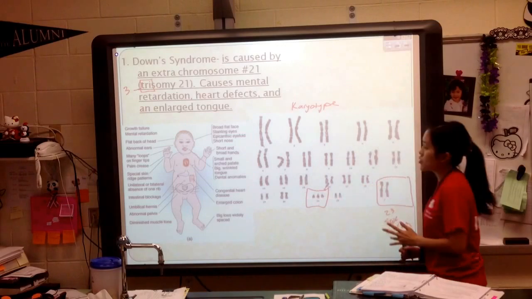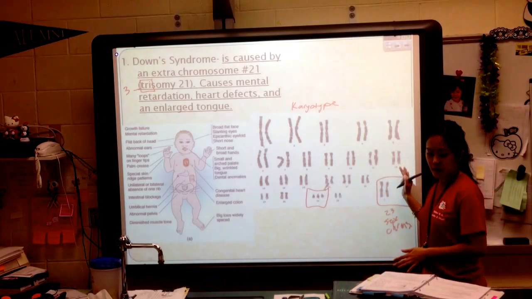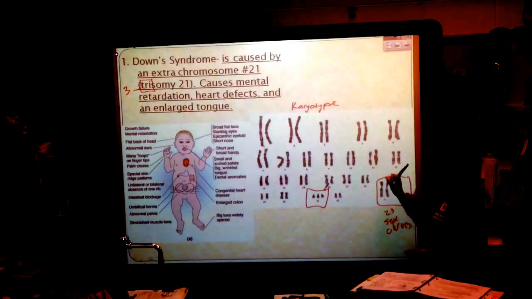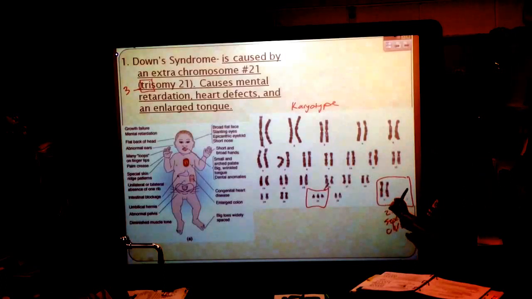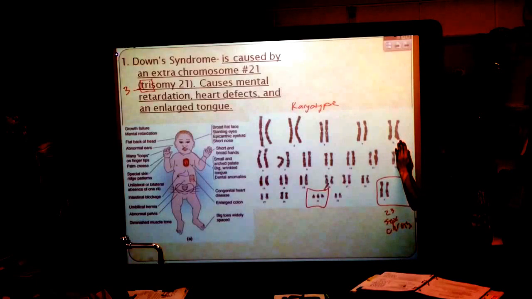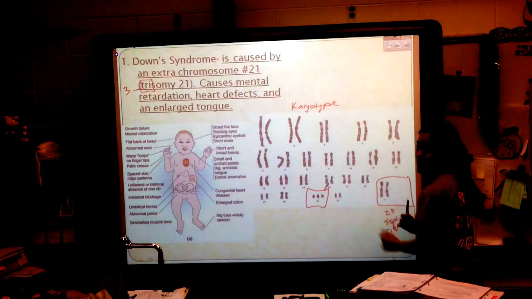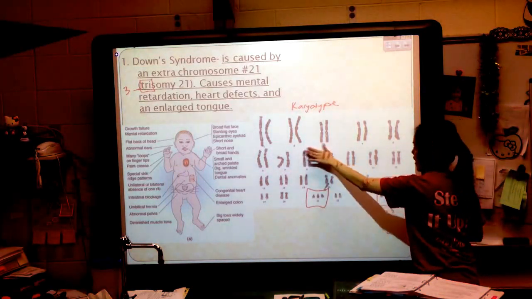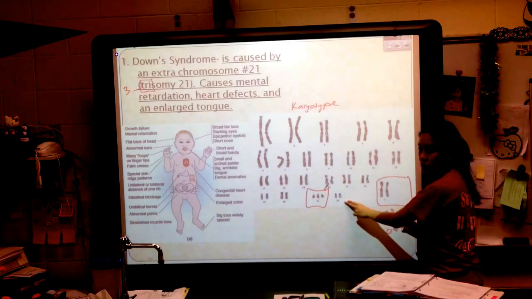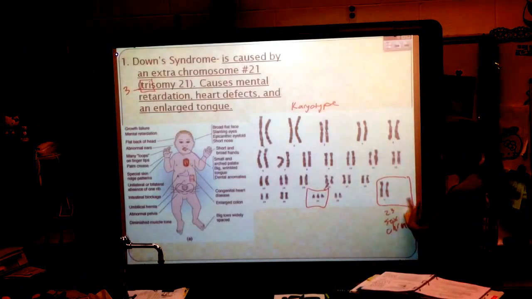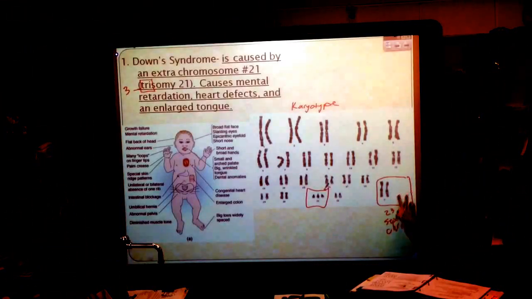What we'll need to be able to do is read these karyotypes and pick out where the problem is. You might see 1 chromosome missing, so instead of having 2 to make a pair, you just have 1. You might see an extra, and this can happen anywhere from 1 to 22, those are called your autosomes, or on the 23rd pair, your sex chromosomes.